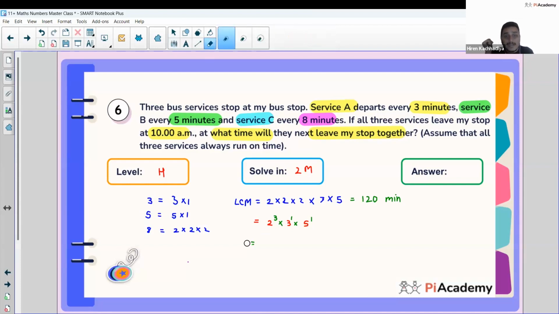But I need to add this to the given time. So 120 minutes is nothing but what? 2 hours. So I can convert this into 2 hours, okay? And that is why, if I'm starting all 3 buses together at 10 a.m., then your answer will be 12 noon. After 2 hours, it will be 12 p.m. So the answer of this question is going to be 12 p.m. If you are getting the answer 12 p.m., then you are correct.